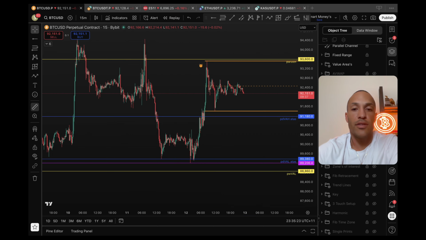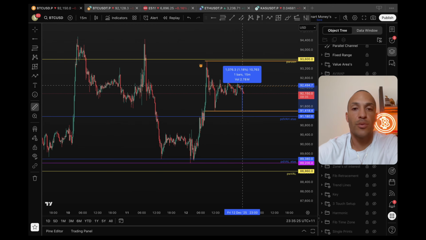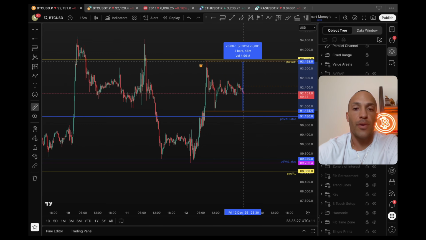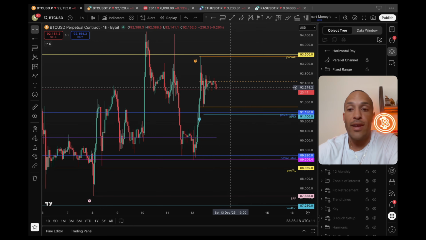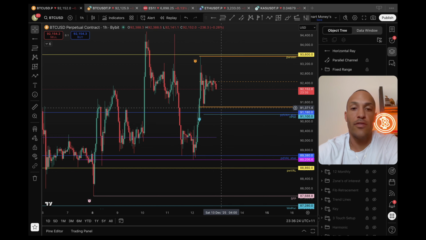So we do have this nice little range here of about 2.5% that we can trade. We do have an NPOC at 91,100 just beneath the previous day value area high. So even coming down, hitting that and getting acceptance back above the range, that will be a sign of strength.